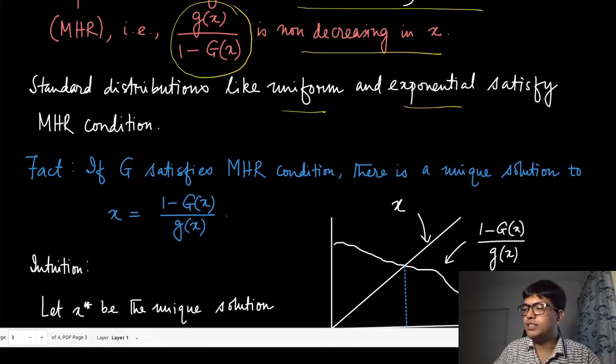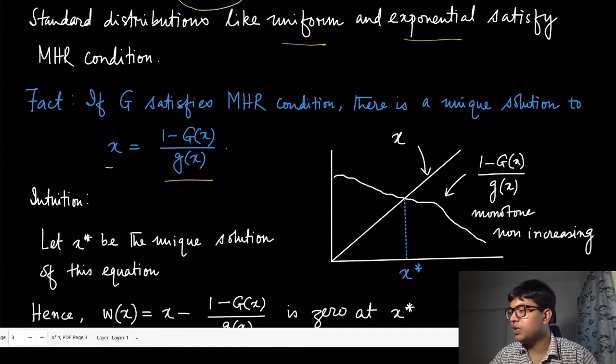So if we look at this expression, x is equal to (1 minus G(x)) by g(x), where G is the CDF and g is the density. If G satisfies the monotone hazard rate condition, then we know that G(x) by (1 minus G(x)) is non-decreasing in x, so the inverse of that is non-increasing in x. So you can get a pictorial idea. This (1 minus G(x)) by g(x) is monotone non-increasing, and x is exactly a monotone increasing function. So this equation will have a unique solution, and that is the fact that we are going to state here.